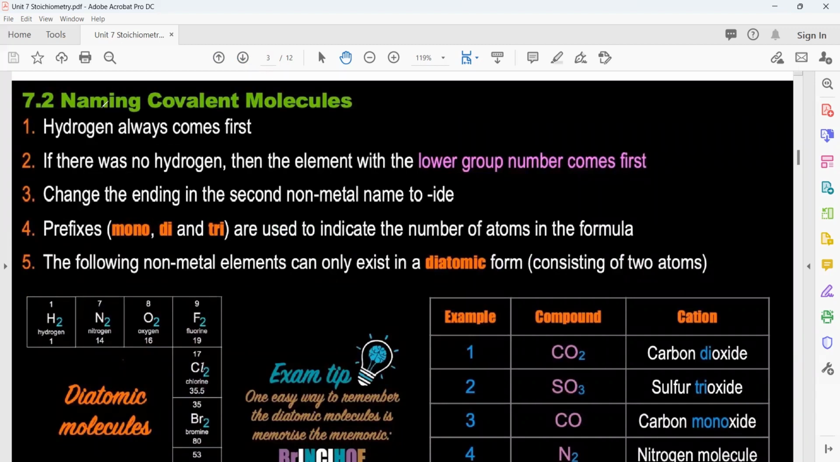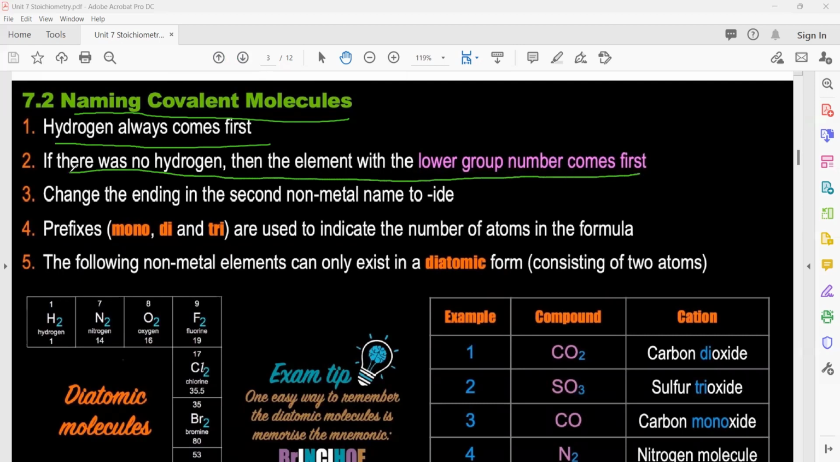Okay. Now they are saying naming the covalent molecules, how you are going to name the covalent. Before that, we are doing the ionic and then we say covalent. For example, here, hydrogen always comes first. If there is no hydrogen, then the element with the lower group number comes first. For example, if there is a hydrogen, then hydrogen will come first. And if there is no hydrogen, then the lower group number comes first.